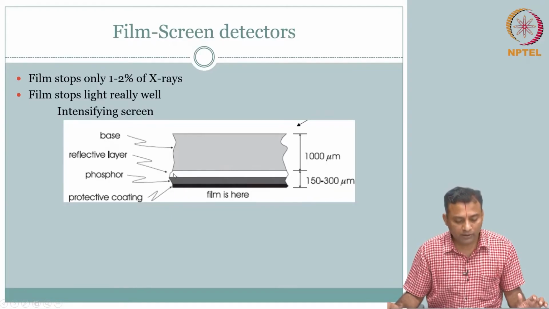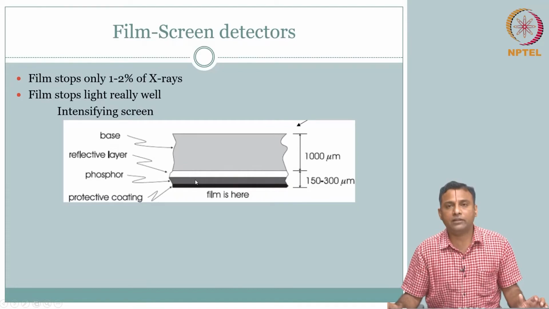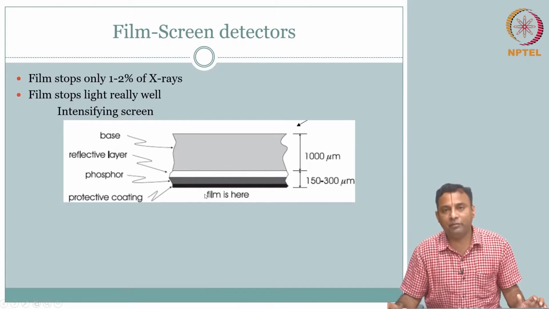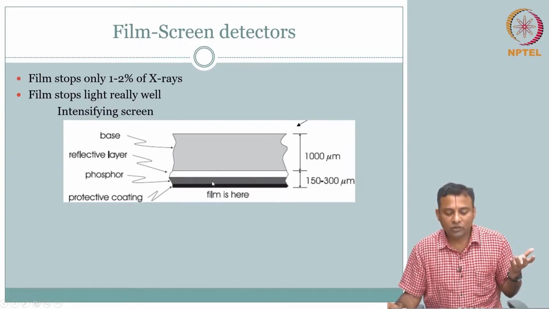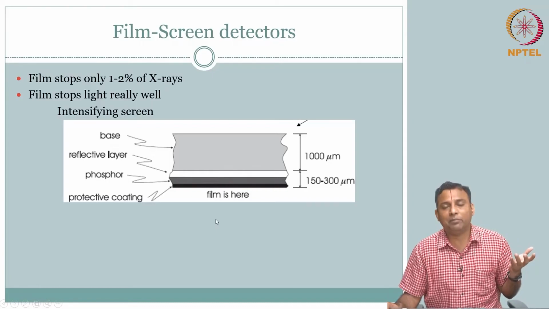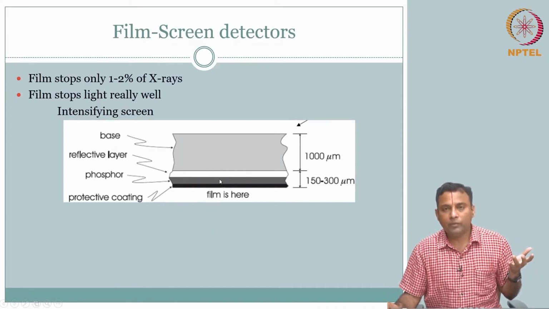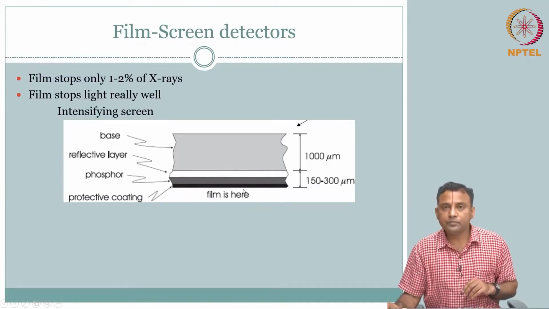Now the question is, what is this reflective layer? The phosphor converts the X-ray to light. The light photons can go front and back, but you ideally want them to go expose the film here. If they go to the other side, you are wasting them. Why should you waste? So you have a reflecting layer, so that if light goes there, it gets reflected back. Clearly you want to capture all the light photons generated from the phosphor onto the film here.